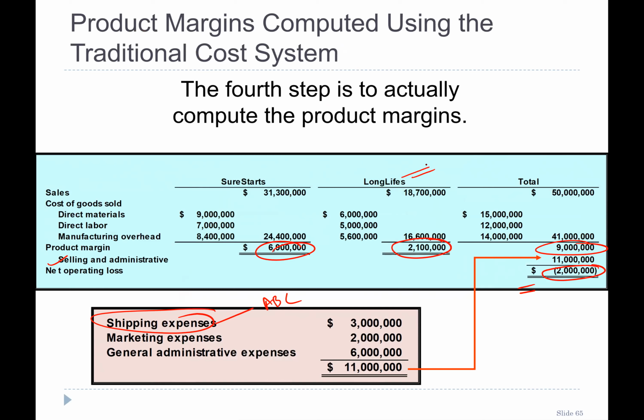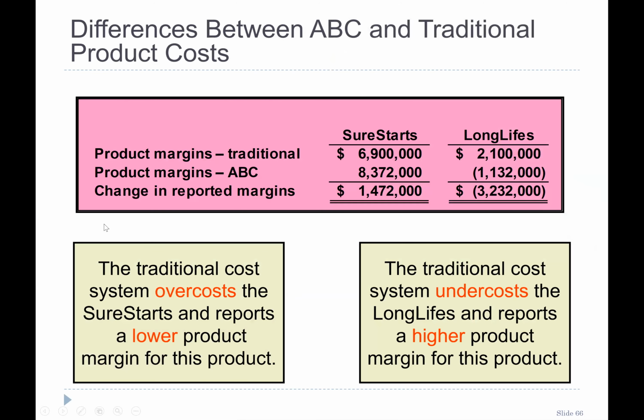You see, traditional costing is sometimes misleading, right? The reason is that although the nature of the shipping cost is traceable, traditional costing says this is period cost, it is not part of product cost, so we are not using it to calculate the product margins. So that's why under this 11 million, 3 million is shipping cost we included as a period cost. So if we calculate the differences, the ABC costing says the short start is giving us 8.372 million profit and long life is giving us a loss.